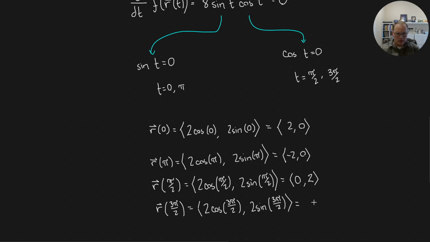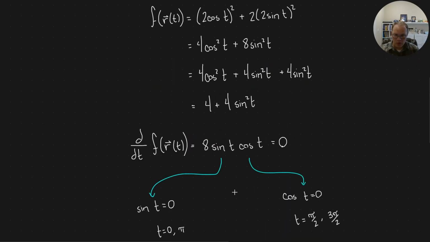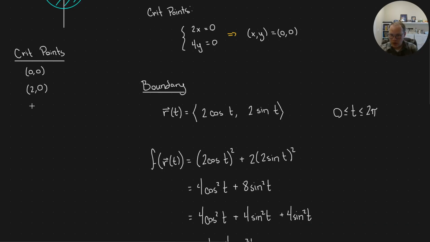Not taking the derivative, just evaluating. Cosine of 3 pi over 2 is 0. Sine of 3 pi over 2 is negative 1. So I'm going to get 0, negative 2 once I complete the calculation. So I want to make sure all of these are added to my list of points. So I already got 2, 0. I wanted also negative 2, 0, 0, 2, and 0, negative 2.